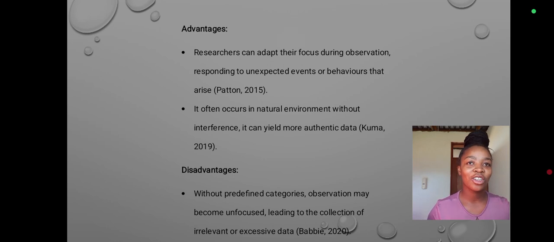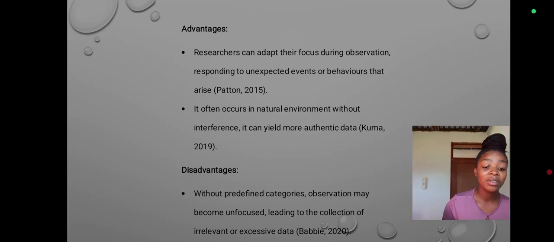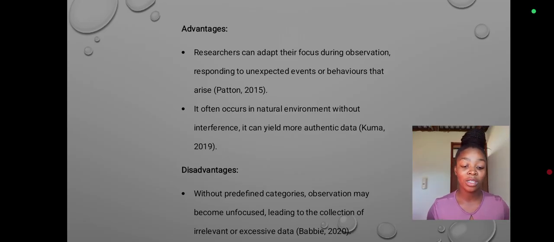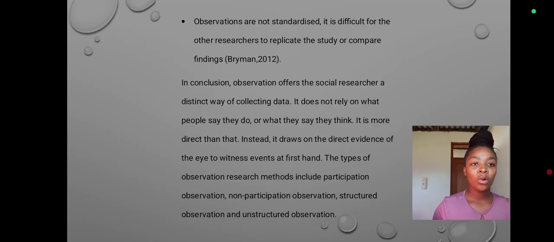The disadvantages of unstructured observation. Without predefined categories, observation may become unfocused, leading to the collection of irrelevant or excessive data. Also, observations are not standardized. It is difficult for other researchers to replicate the study or compare findings.